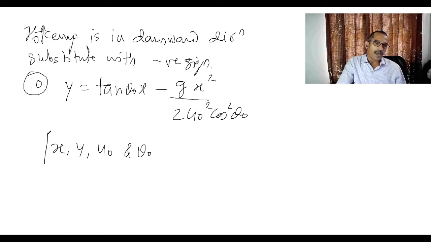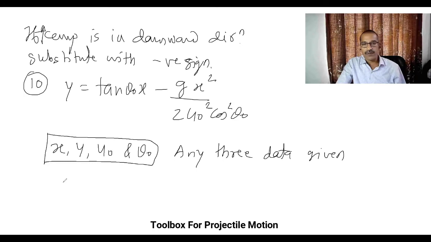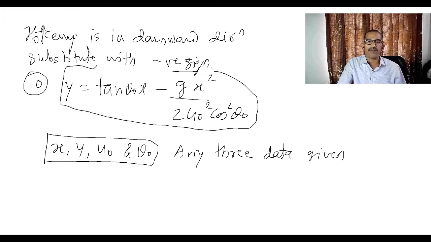Normally, I can say approximately 70% of problems are ones in which, out of these four, any three data are given. What is the advantage if three data, x, y and u0, are given? Find theta 0. Or find u0, when x, y and theta 0 are known. Or find x, when y, u0 and theta 0 are known. Or find y, when x, u0 and theta 0 are known. Any three data are given and one is unknown, you can directly use the equation of path and substitute, and the solution is possible in one step.